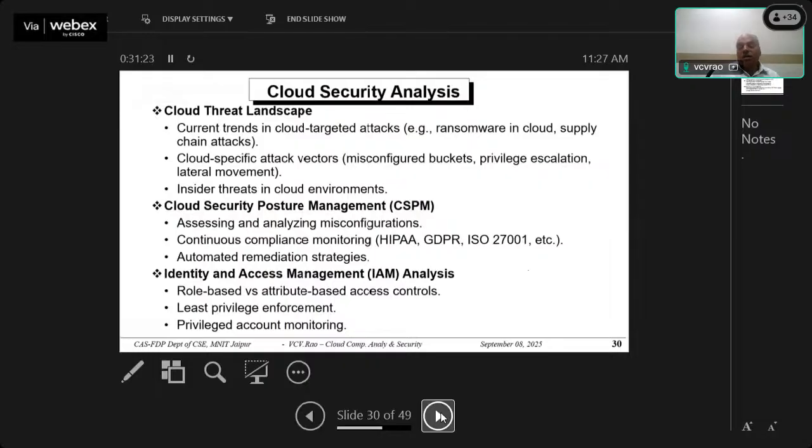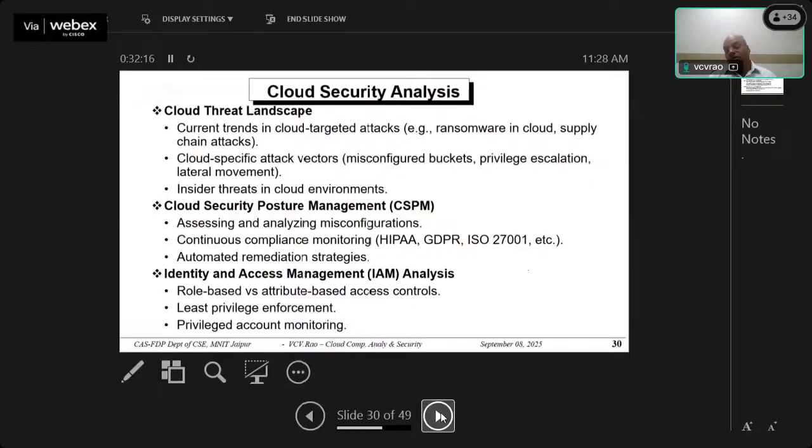Let me talk about what we need to know about cloud security analysis. What you call the cloud threat landscape: how the cloud threats are happening, cloud specific attack vectors, and how you address them. A new concept has come called Cloud Security Posture Management, CSPM, which assesses and analyzes misconfiguration and whether compliance is being continuously monitored or not. What are the strategies if compliance is not monitored? This CSPM is another topic we will be discussing in subsequent lectures.